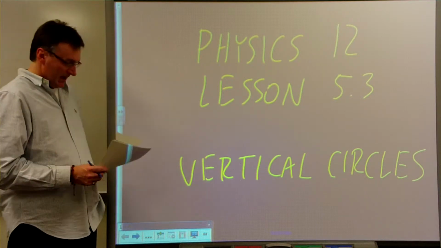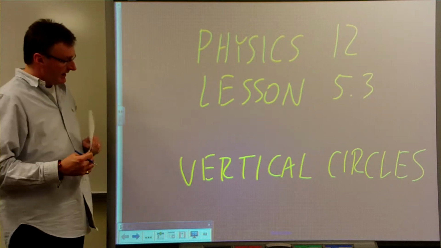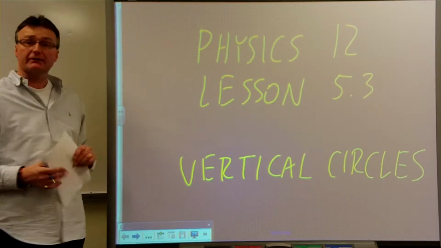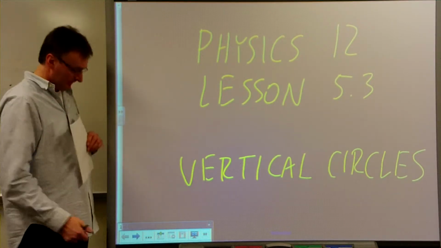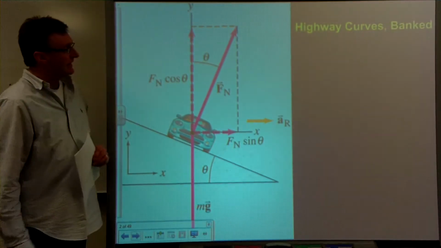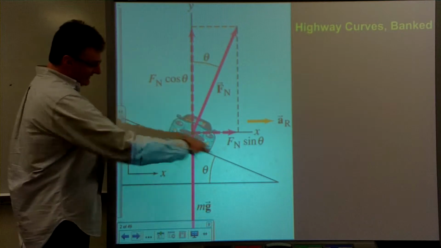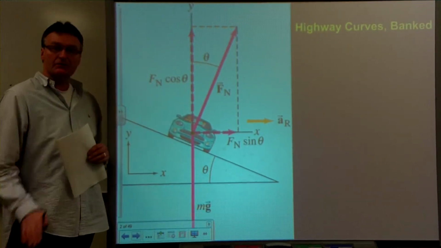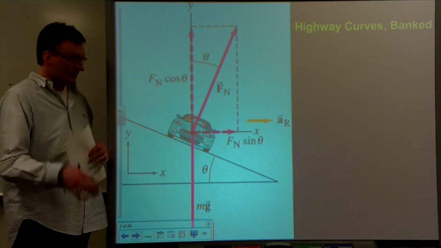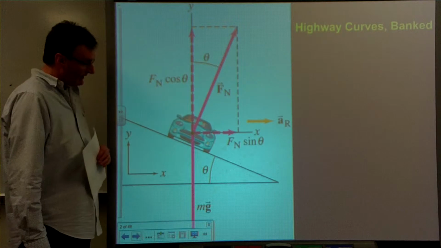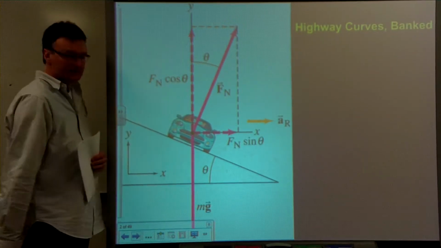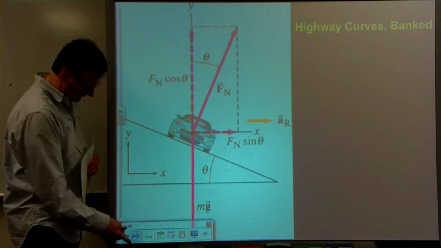Today we're looking at lesson 5.3, and the main point of today's lesson is looking at vertical circles and how they're different from horizontal circles, which they are. The first thing we're going to look at, though, is curves on a highway, and in this case they're going to be banked as opposed to just being horizontal. And we'll see how that changes things in terms of highway design and on-ramps, off-ramps, that kind of thing, and the curves and how they assist a vehicle in going around a curve.